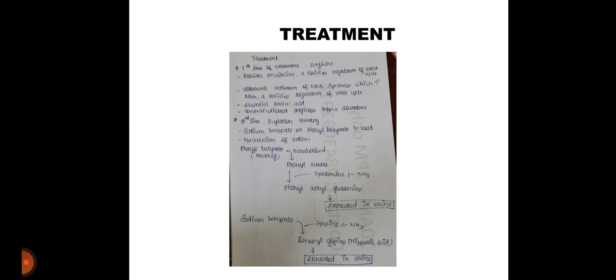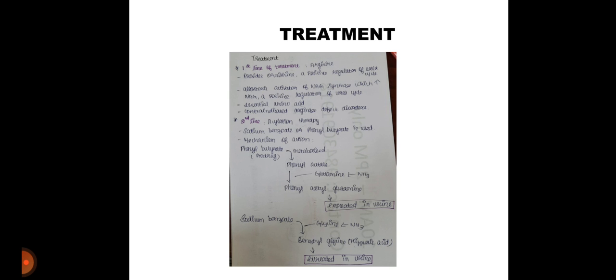Coming on to the second line of treatment. The second line of treatment over here will be acylation therapy. What is this acylation therapy? Administration of sodium benzoate or phenylbutyrate is used. What is it, sodium benzoate and phenylbutyrate? They are sodium salts of organic acids.